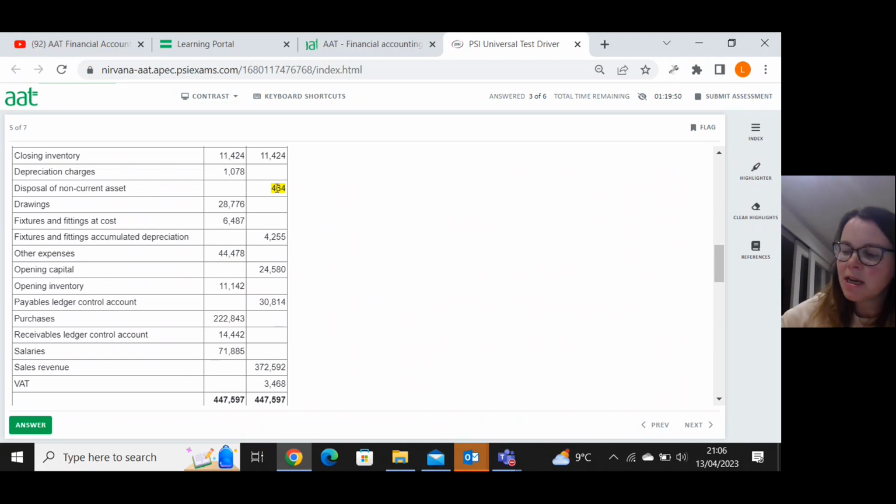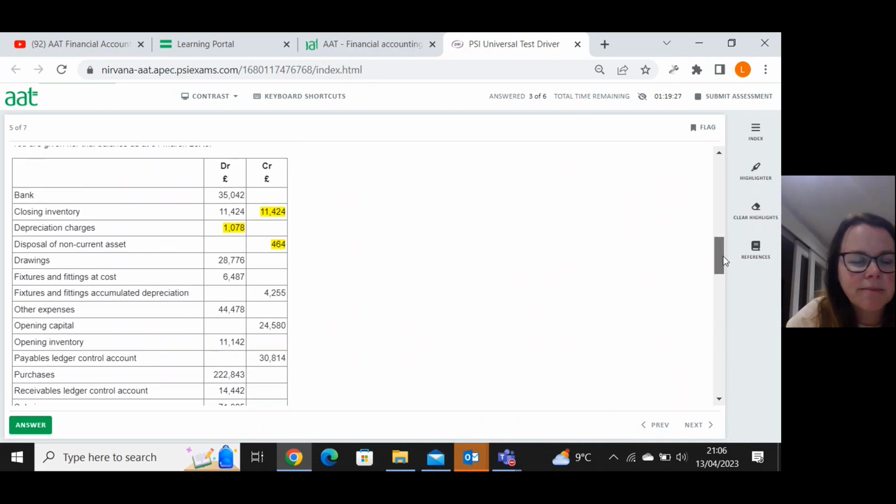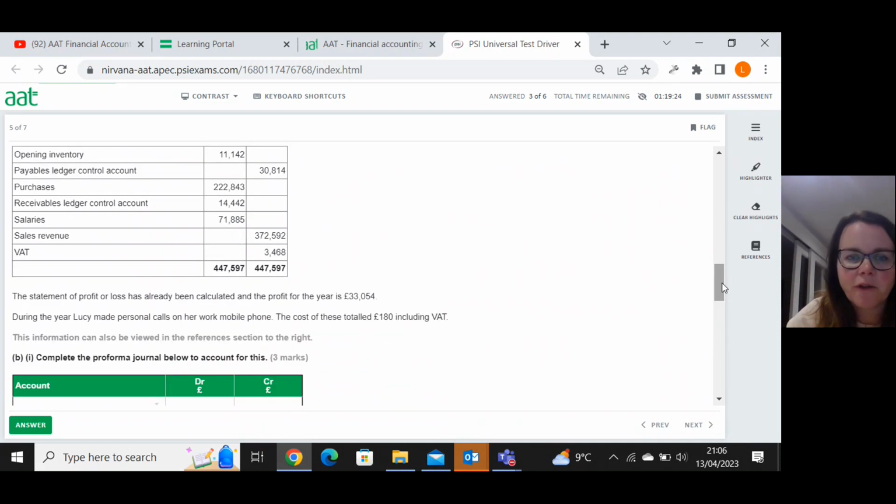Oh, and then that's what happens with the highlighting sometimes. It all goes pear-shaped. So add 464 because that's on the credit side. So that's like profit coming in. Take away the 1078 and then add back the 11,424. So I'm just doing an extended trial balance exercise there. Is that right up to the top and then bank? So I've got 33,054 in my calculator, which agrees to that. So I'm just getting a feel for the question.